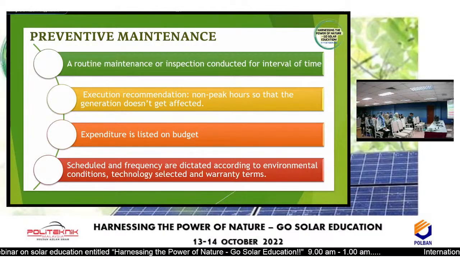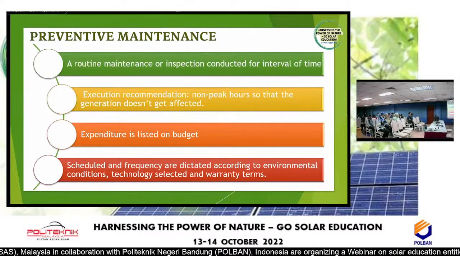When we are talking about the recommended execution time, it's recommended that we conduct this preventive maintenance during the non-peak hours because we don't want to affect the power generation. For example, in Malaysia, let's say the peak hours will be around 12 o'clock to 2 o'clock. So the preventive maintenance can be suggested to be conducted during early morning, maybe 8 o'clock and onward, or in the late evening, maybe 5:30 or 6 p.m. onward.